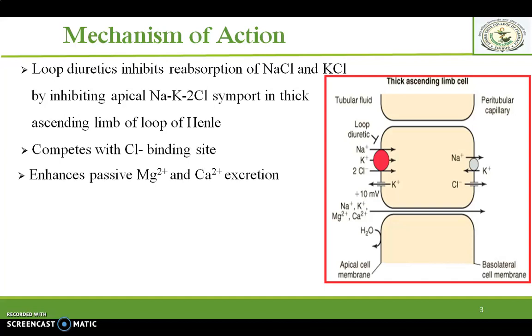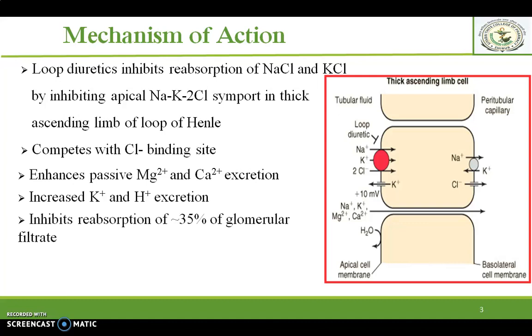As loop diuretics inhibit the reabsorption of magnesium and calcium, it enhances passive magnesium and calcium excretion. They also increase potassium and hydrogen ion excretion. They inhibit the reabsorption of approximately 35% of the glomerular filtrate.